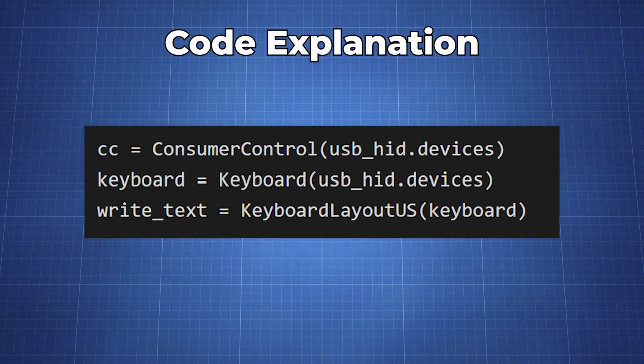We will then set up our consumer control and keyboard. And we do this by saying cc is equal to ConsumerControl. This creates an instance that will allow us to send media control commands like volume control. And then we have keyboard, and we set up the instance that will allow our microcontroller to send keyboard inputs. And then for the write text, we are using the keyboard layout US. This object helps in sending text in a US keyboard layout.